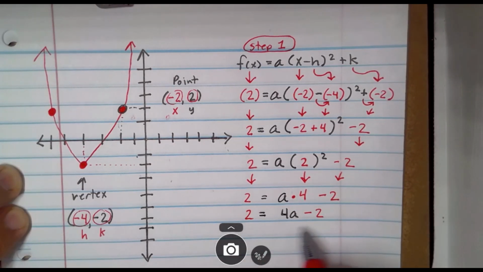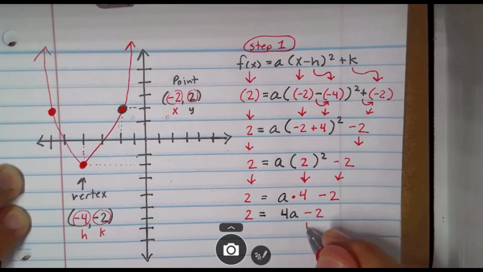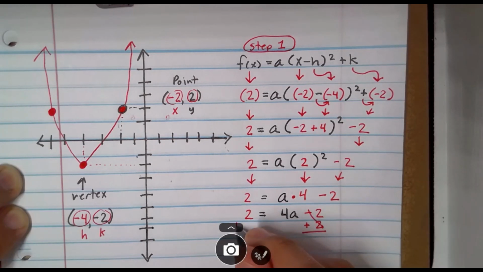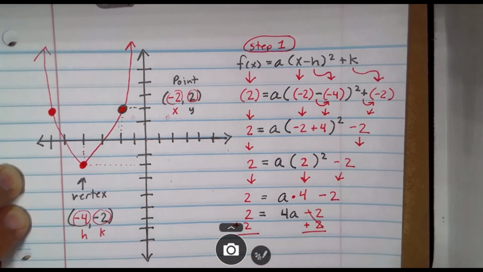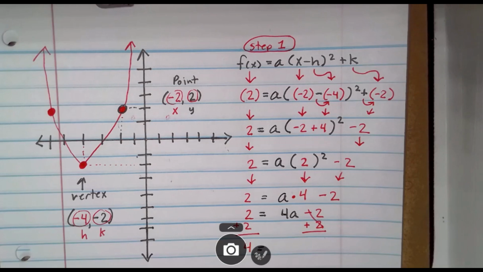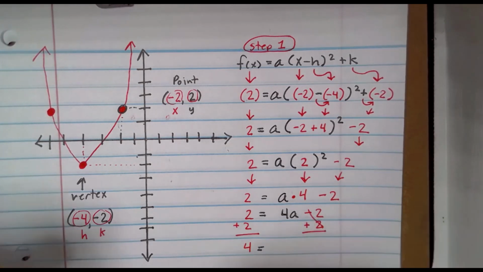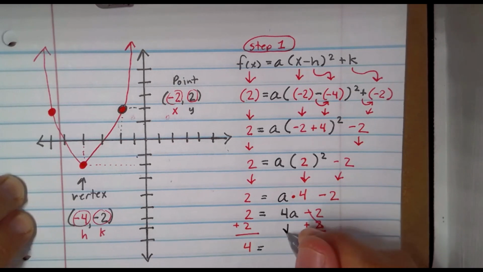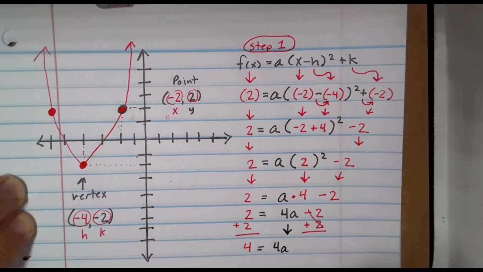And if I want to solve this, this really is a basic two-step equation. I just want to add 2 to both sides. That gets rid of 2 on this side, add 2 over here, and that gives me 4. And this is equal to, realize that was in the way. This is going to be equal to 4a. So we're almost done.